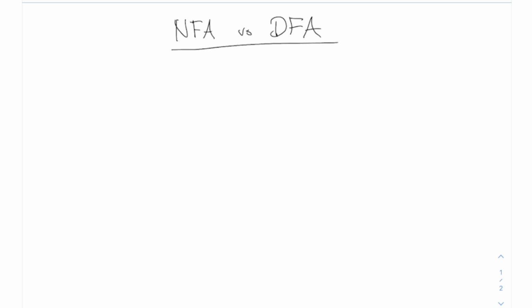All right. So we already know that DFAs can generate, I will say, any regular language, right? That's actually the definition of what a regular language is. All right? And NFAs have some extra capabilities, right?